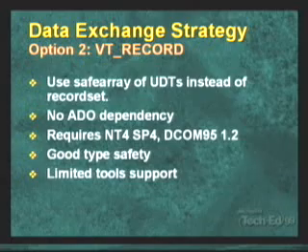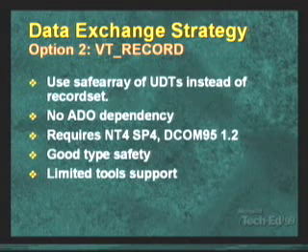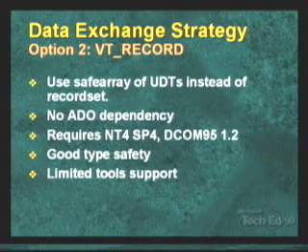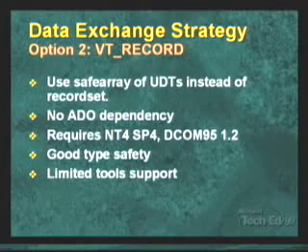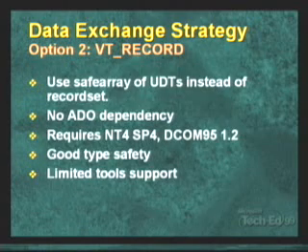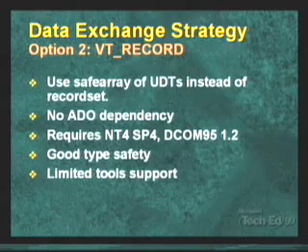Another option is to use something called the variant record type. In VB, this is exposed as a UDT. This also has no dependency on ADO, but it does have dependencies on particular versions of COM. So that may eliminate that option from your choice. It has reasonably good type safety because you can check specific types within the UDT, but at the moment there's limited tool support. Only VB6 provides support for variant record types at this point.